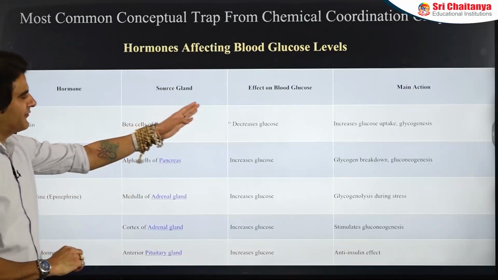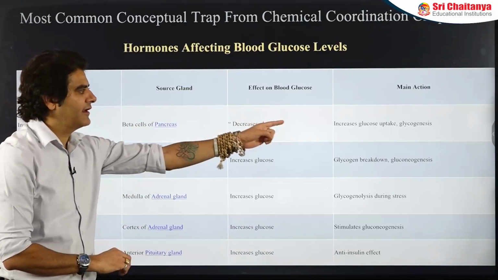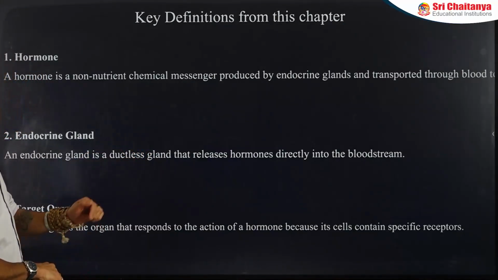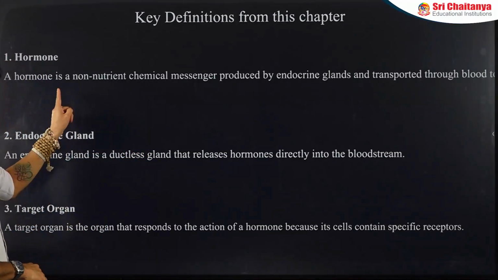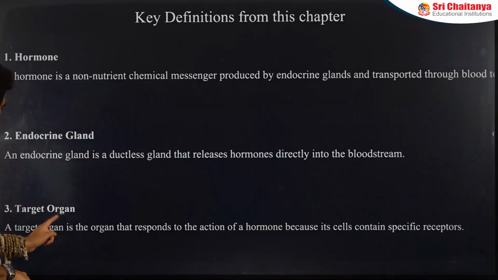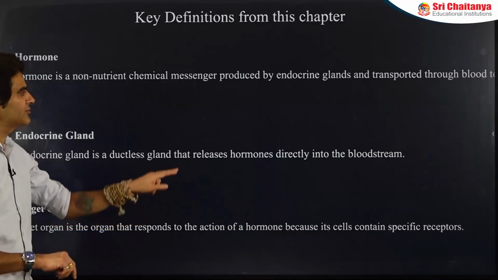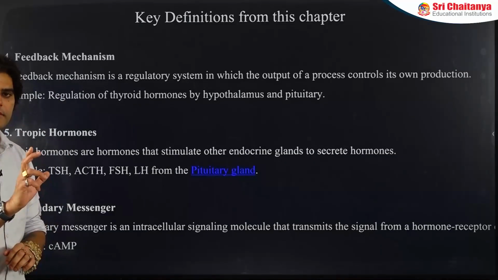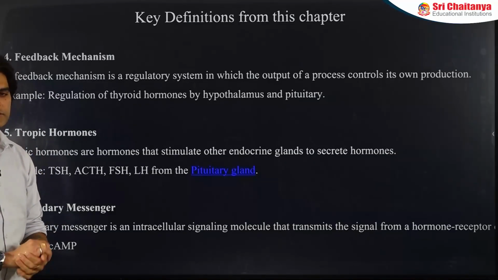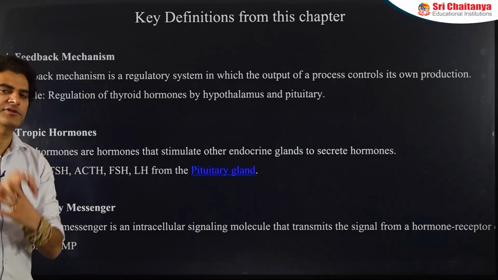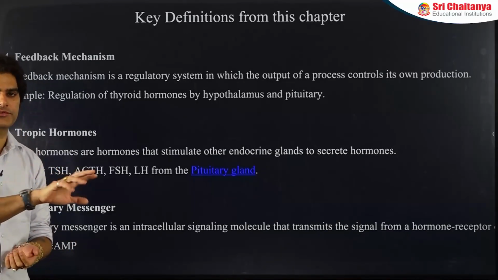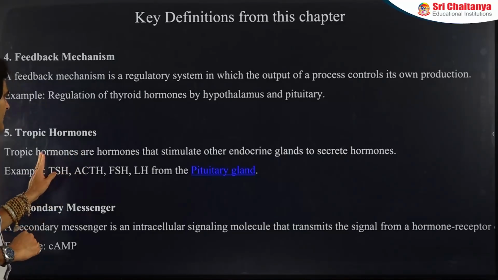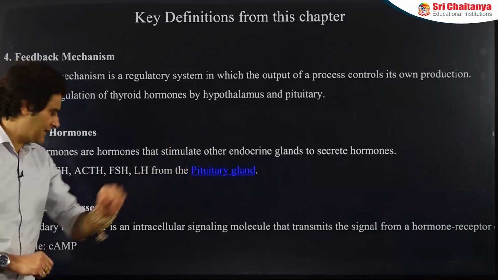with the effect of hormones on the blood glucose level and the main action of the hormones also. Key definitions from this chapter that we already have learned: hormones, what are endocrine glands, what are target organs, the organs on which the hormone goes and attaches, feedback mechanism. In certain cases like in pituitary or thyroid gland action, the hormones will always give feedback to their source also, keeping their own concentration under control. Tropic hormones, the hormones from the pituitary gland which stimulate other glands.